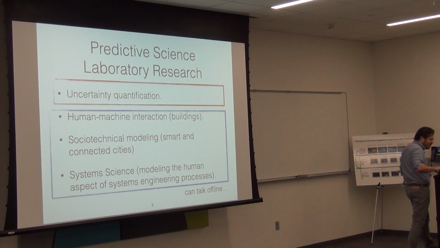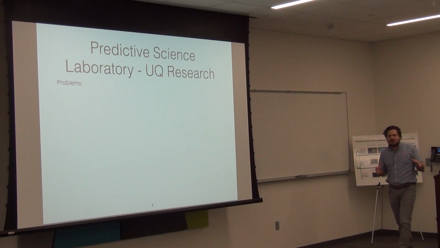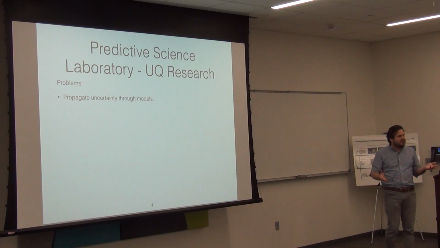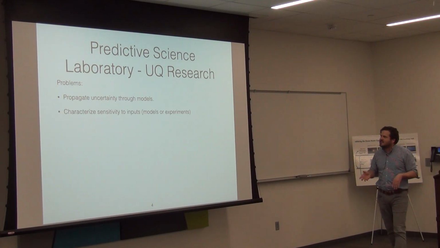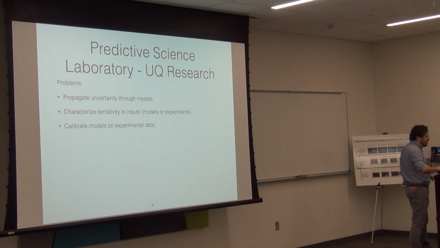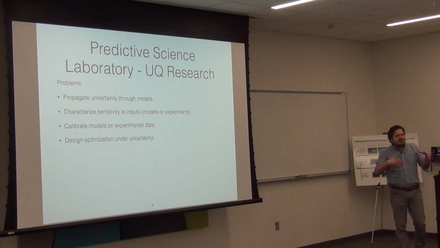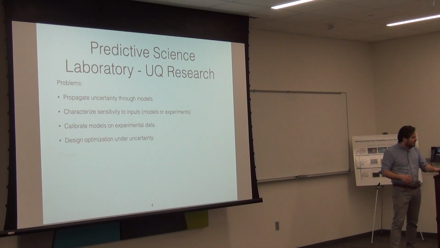All right, so today we're going to focus on UQ. So these are the UQ problems that we consider in my lab. Propagating uncertainty through models. So problem number 1, let's call it the uncertainty propagation problem. Characterizing the sensitivity of models to specific inputs, so doing sensitivity analysis. Calibrating models on experimental data, and optimizing certain objectives that depend on complicated models under uncertainty.